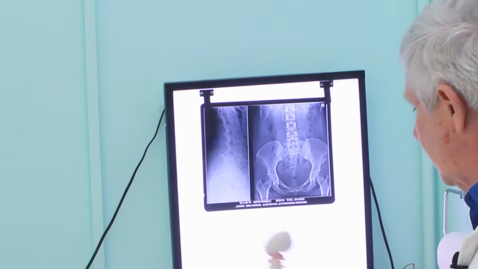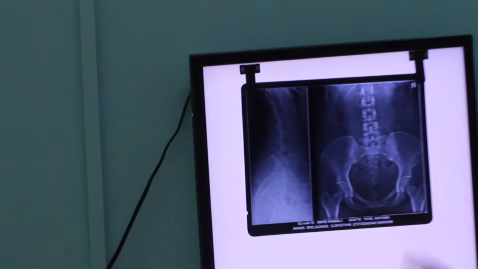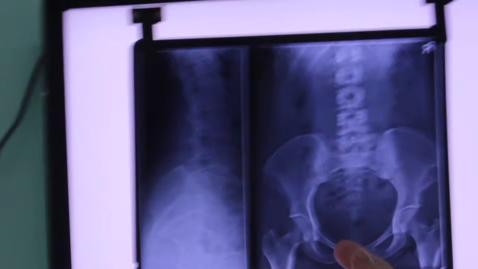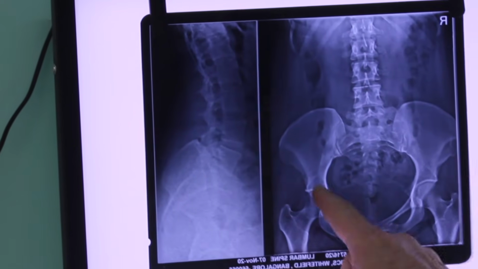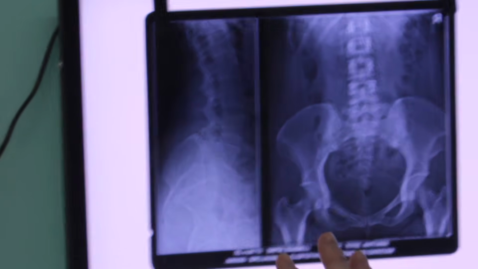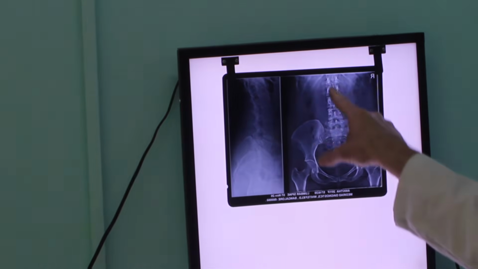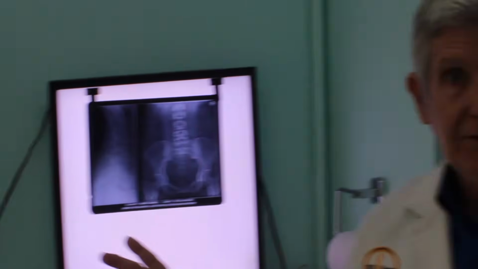Let's see if I can find the button. Yeah, there it is. And so this is an x-ray of a young lady. She's in her mid-20s. And this is a picture of the pelvis. This is a two-dimensional x-ray, obviously. And so we're looking at the low back. The low back looks fairly straight. Now, this young lady had some low back pain and some numbness in her leg.